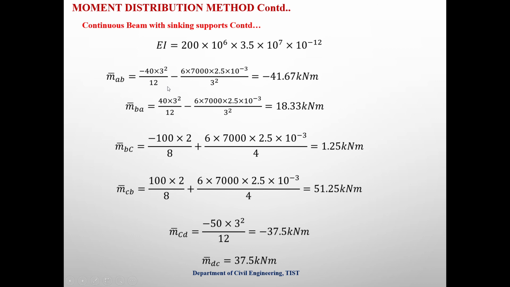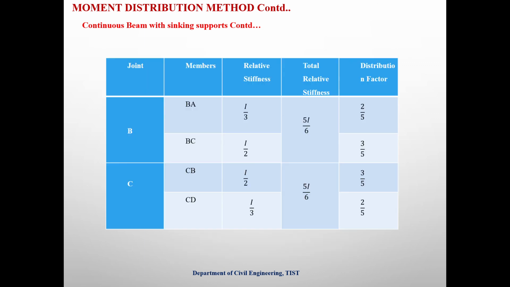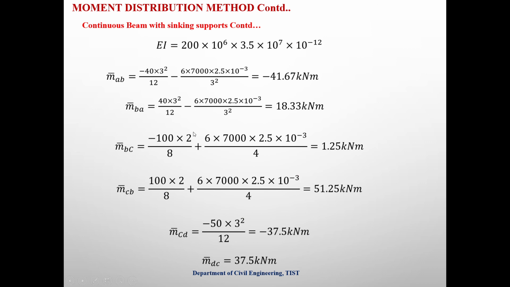When we consider BC, since the support B sinks by an amount, that means the right support is at the higher level. That means plus 6EI delta by L square. So, in the case of minus WL by 8 and plus WL by 8, we have to consider plus 6EI delta by L square also. In the case of CD, there is no support settlement. So, the value is minus WL square by 12 and plus WL square by 12.